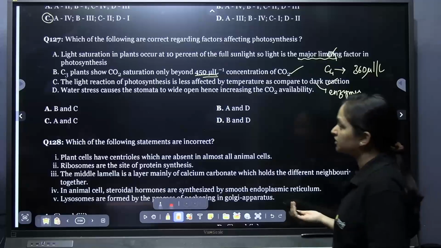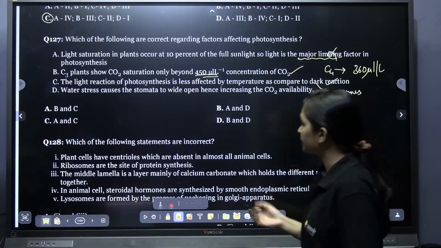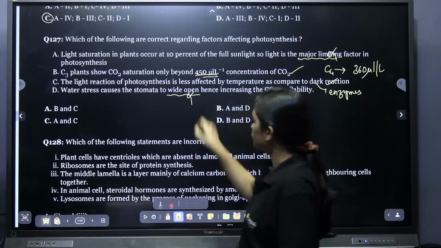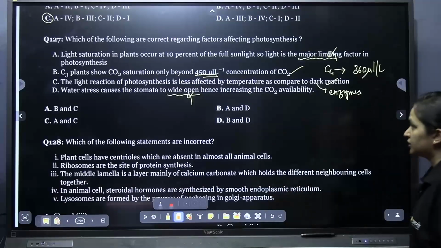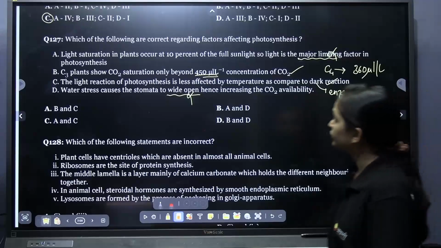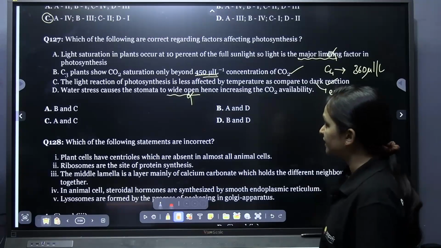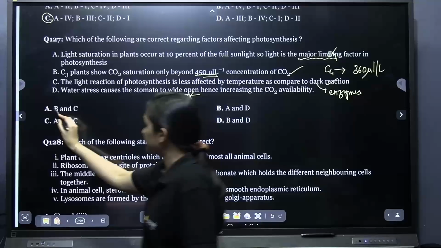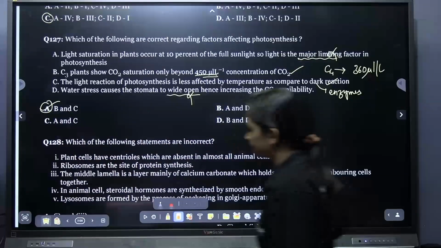Yes. So, is water stress caused by stomata being wide open? No. To shrink, to close. So, which means B, C are correct. We need to find the correct ones. B and C. Option A is the correct answer.